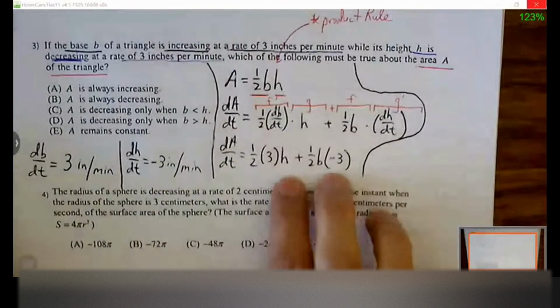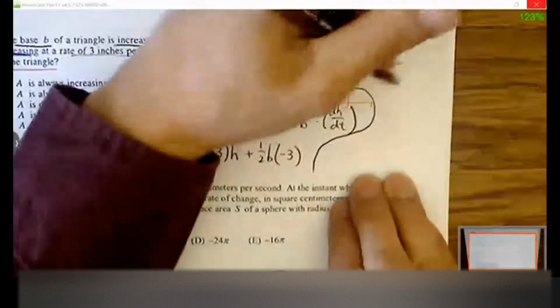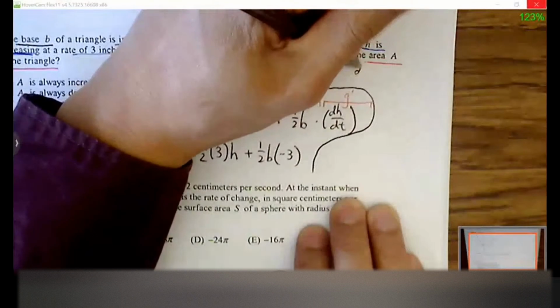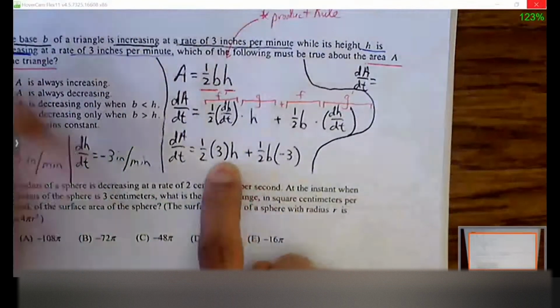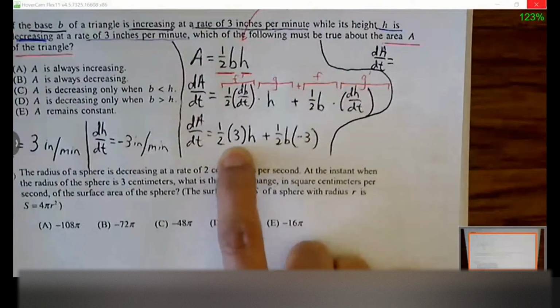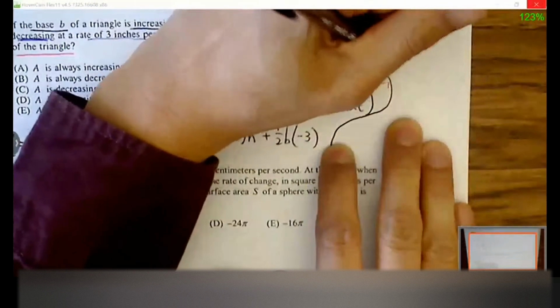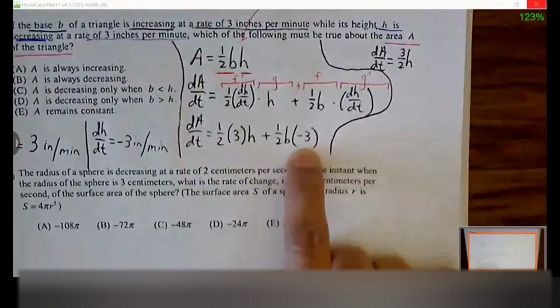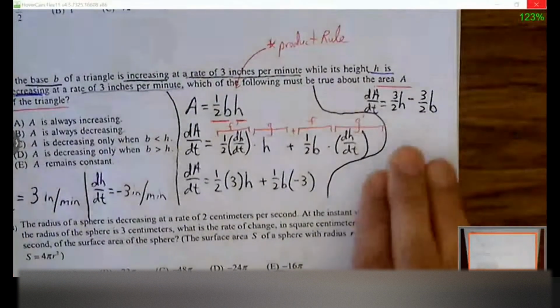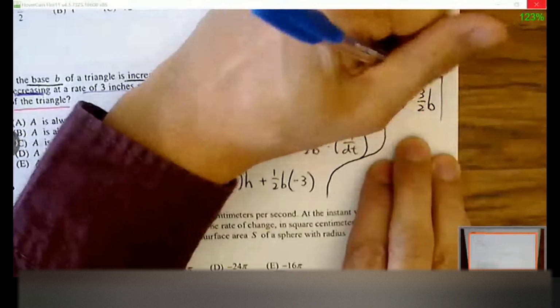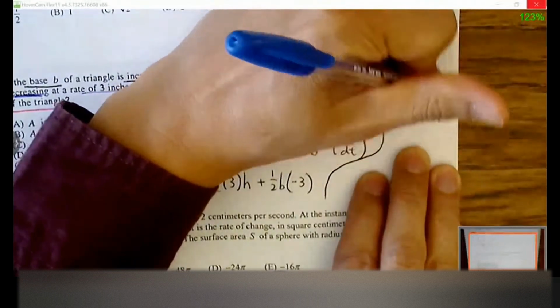We don't have h and b, so we're just going to have to hold on to them. So I'll say dA/dt is equal to, I'm going to combine some of this together to make it a little bit cleaner. I'll make it 3/2 h, and here I'll make it -3/2 b. This is as far as we can go numerically or formula-wise. So I'll put a box around this, and let's go to our answer choices and see if we can make some conclusion as to what's happening here.